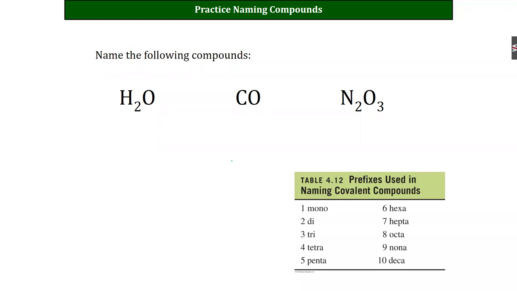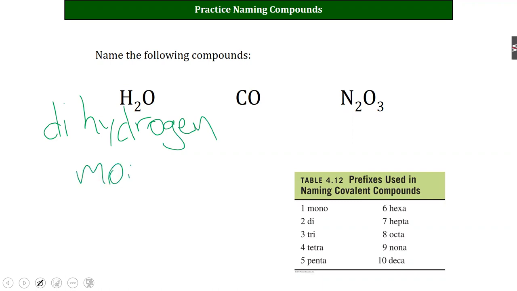But other than that, we just say how many we have. So H2O, the inorganic way of naming that would be dihydrogen monoxide. We get a little sloppy with the prefixes that end in a vowel. If our element starts with a vowel, don't write "monooxide." Usually just write monoxide. But I'm not going to be picky about that.